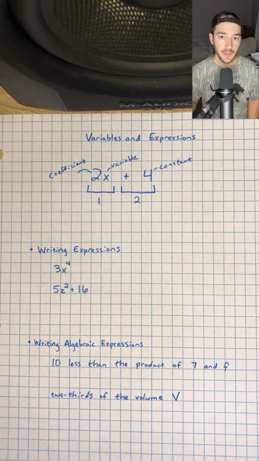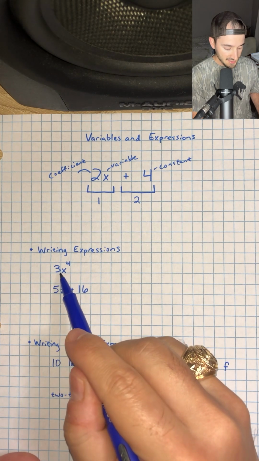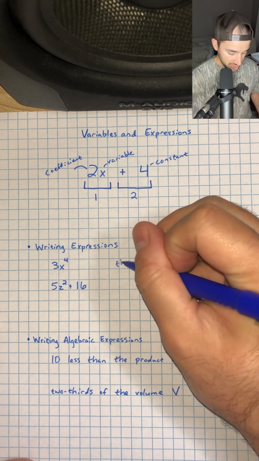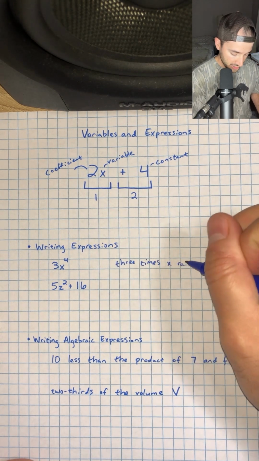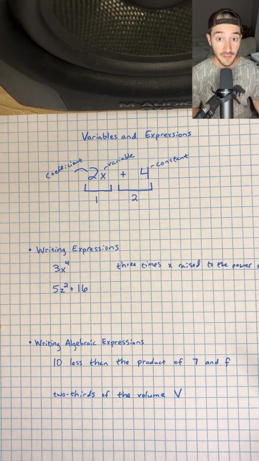So let's talk about how we write expressions. So if we have the algebraic expression 3x to the fourth power, we can write that out in words as 3 times x raised to the power of 4. You also could have written 3 times x to the fourth power.